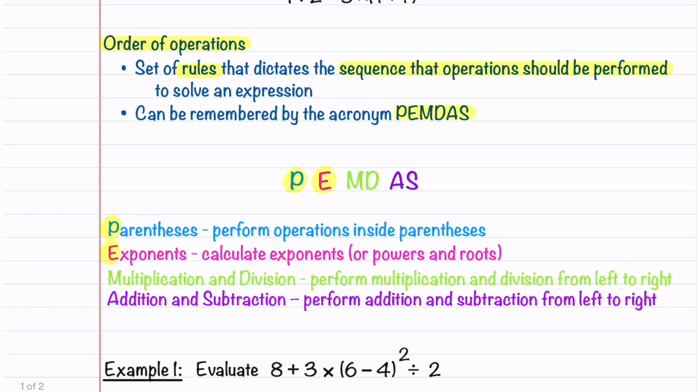The third operation is denoted by MD and stands for multiplication and division. You perform multiplication and division at the same time, which is why those two letters are grouped together, and you work from left to right no matter which one comes first. The fourth and last operation is denoted by AS, where A stands for addition and S stands for subtraction. Just like multiplication and division, you need to do addition and subtraction at the same time and work from left to right, doing whichever comes first.